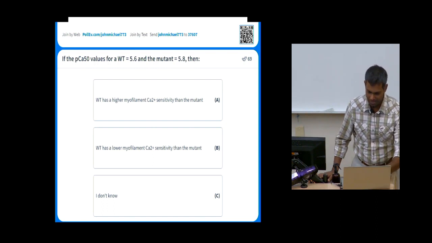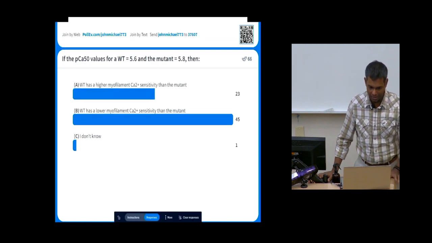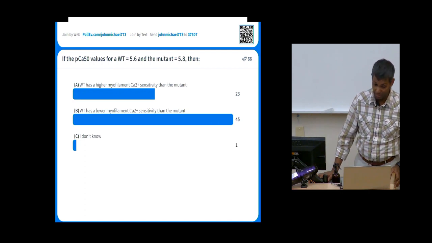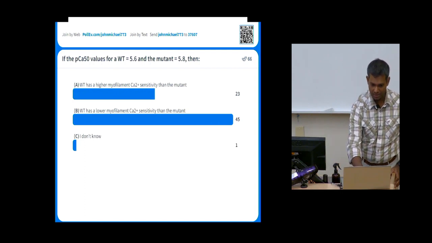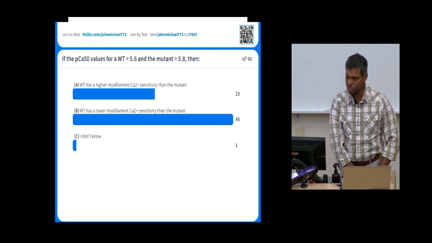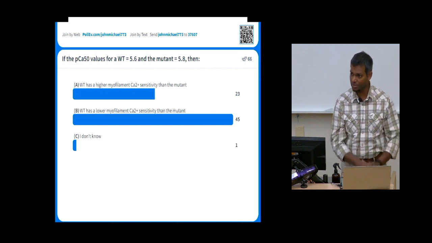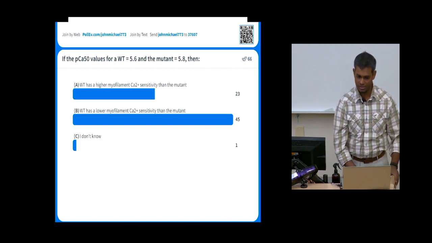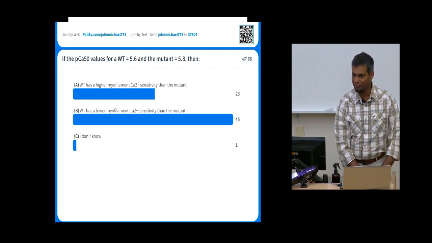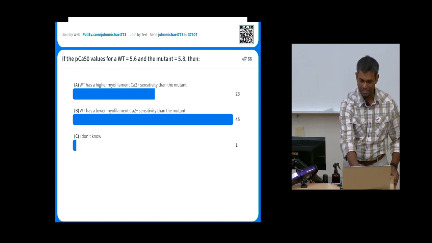So let's see what the class said. So most of you said that the wild type has a lower myofilament calcium sensitivity, right? And that is the correct answer. And let me explain why. So we see that you measure PCA50 at the 50% of the maximal force generated by both fibers, right? So the amount of force is both at 50%, and for achieving that 50% force, we see the wild type is requiring a PCA of 5.6, which is higher calcium than a PCA of 5.8.